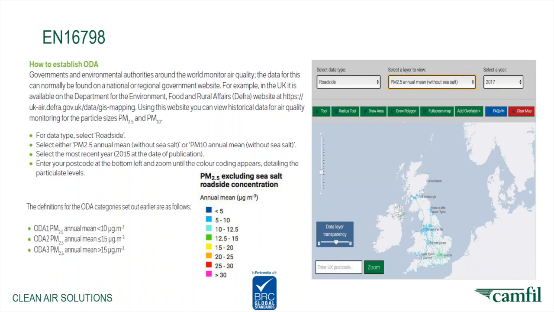The definitions for the ODA categories are as set out earlier: ODA 1, ODA 2, and ODA 3. These are the results that we will see from the local websites. These websites are managed by local authorities and NGOs, so the information is freely available within every country.